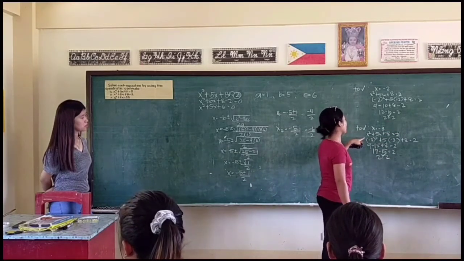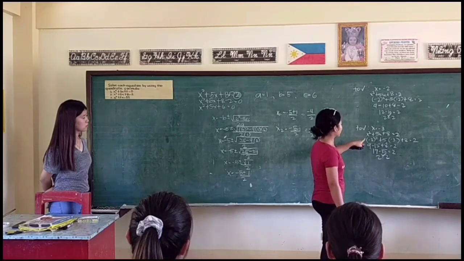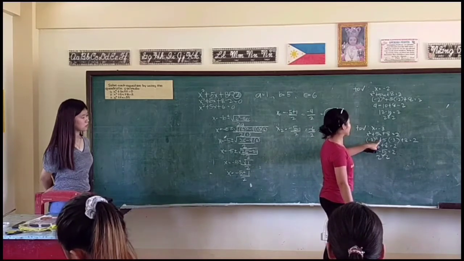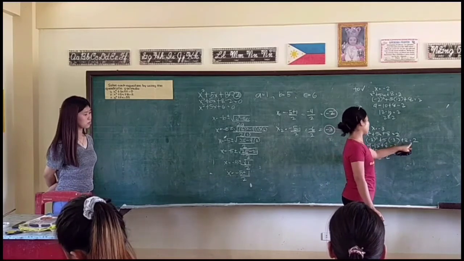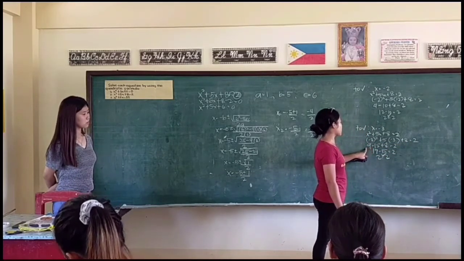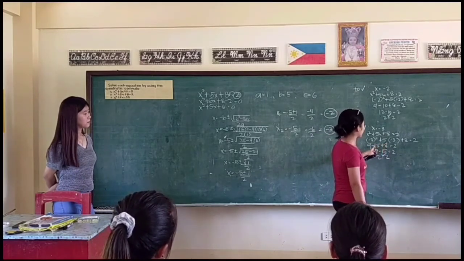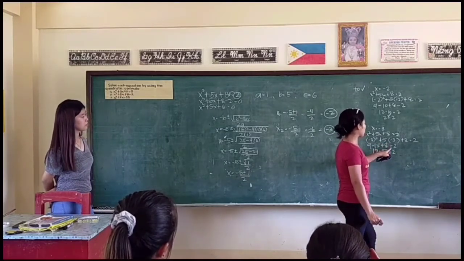Let's substitute the negative 3 as x. Negative 3 squared plus 5 times negative 3 plus 8 equals 2. So negative 3 squared is equal to 9. Then 5 times negative 3 is equal to negative 15. And bring down positive 8 equals 2.